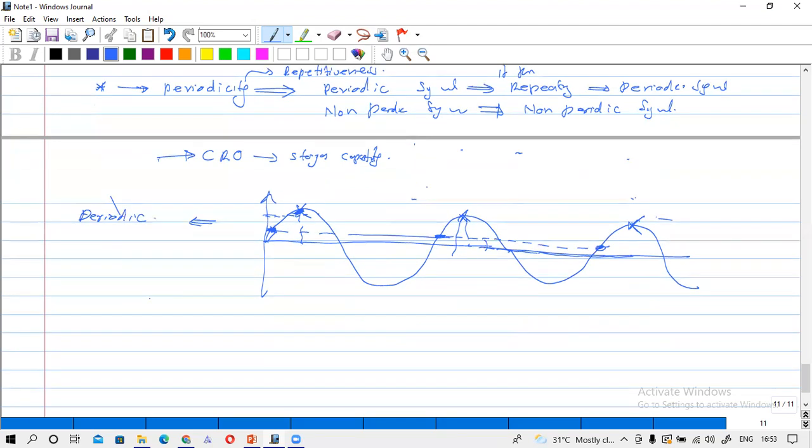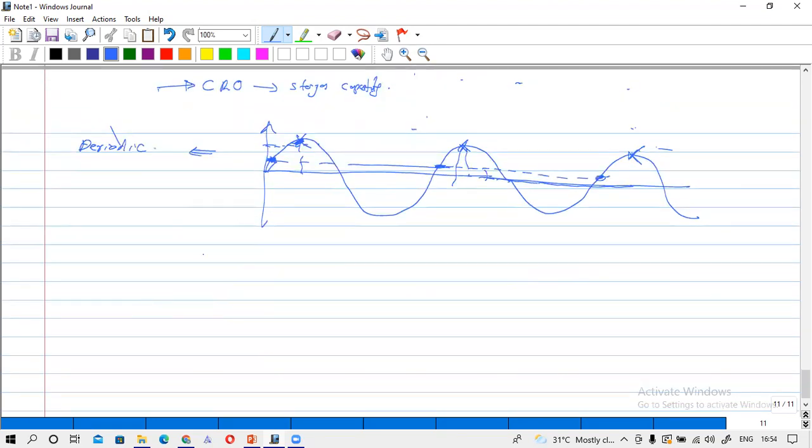And if the signal is not periodic, that means the signal is not repeating. After this point, we can't say it is stopping, so I will go like this. The amplitude of the signal is reducing, like this.